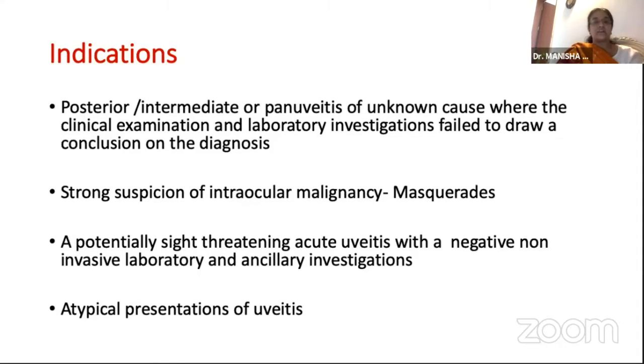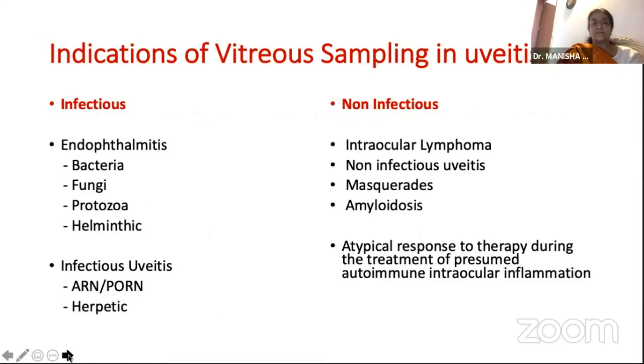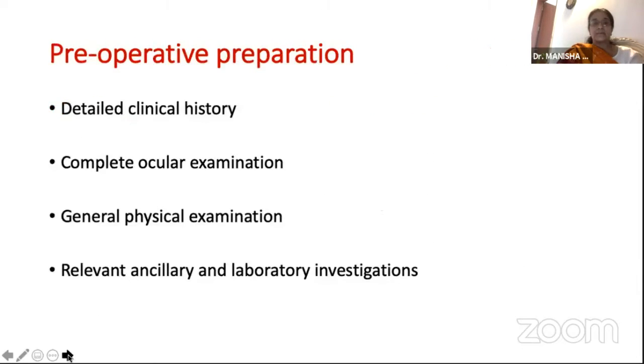That is the time when we'll think of taking a sample from the vitreous, or when there is a strong suspicion of intraocular malignancy like a masquerade, or a potentially sight-threatening acute uveitis with negative non-invasive laboratory and ancillary investigations, or sometimes when you have a very atypical presentation of uveitis and you're not sure what you are dealing with. These are a whole lot of infectious and non-infectious uveitis indications where you may opt for vitreous sampling.